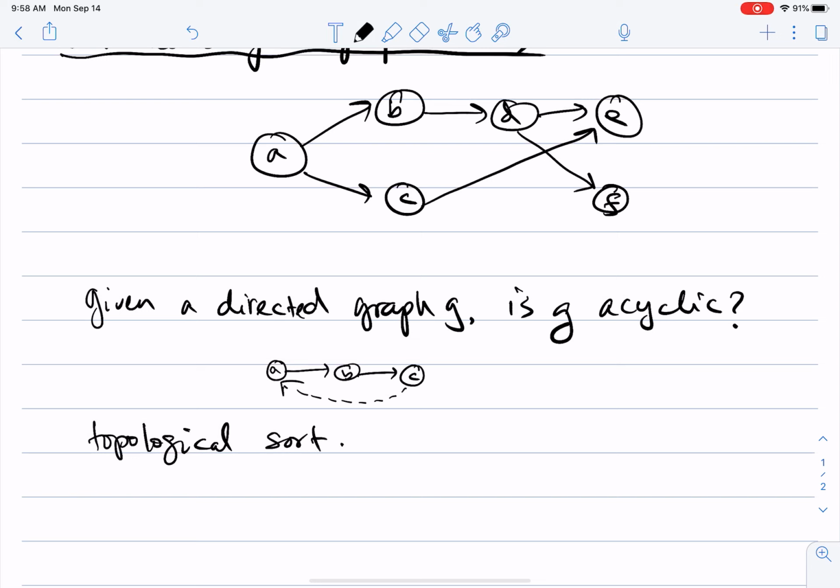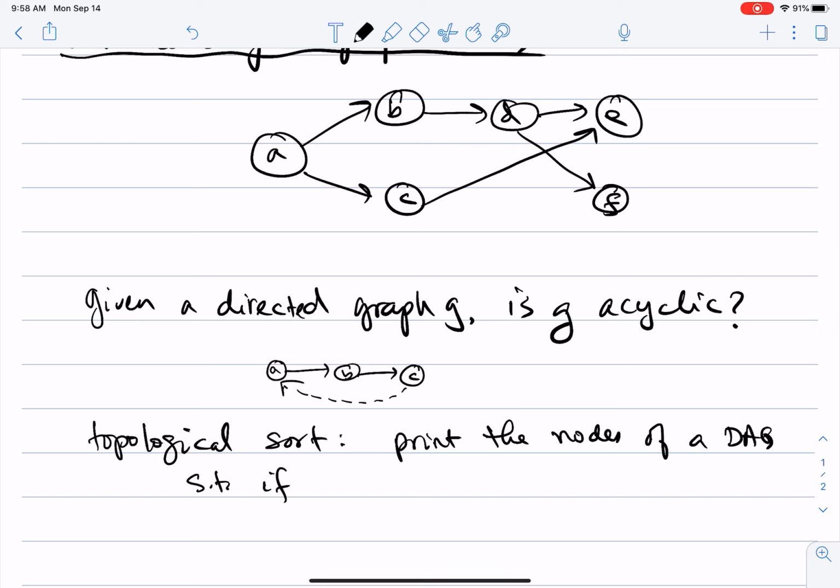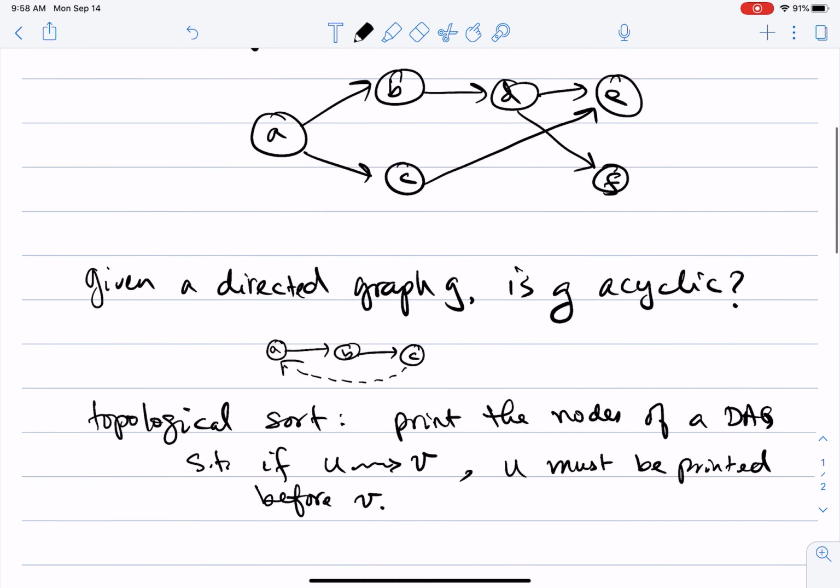Topological sort is, I want to print the nodes of a DAG such that if U reaches V, there's a path from U to V, U must be printed before V. Okay? If there is no path from U to V or V to U, we are not saying anything. Okay, so topological sort: print the nodes of the graph in such an order.